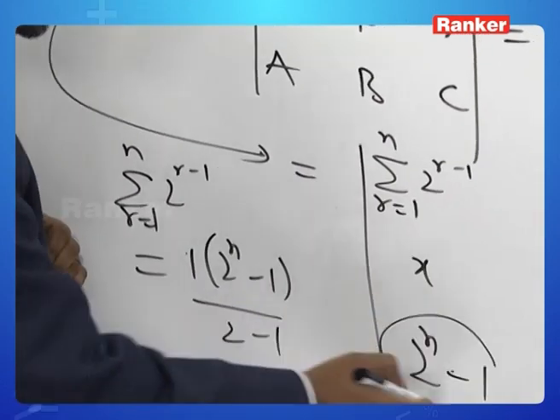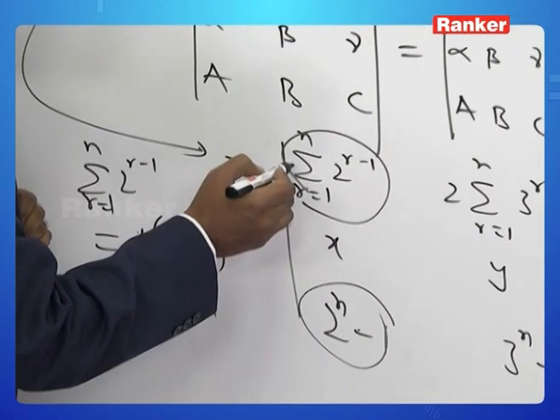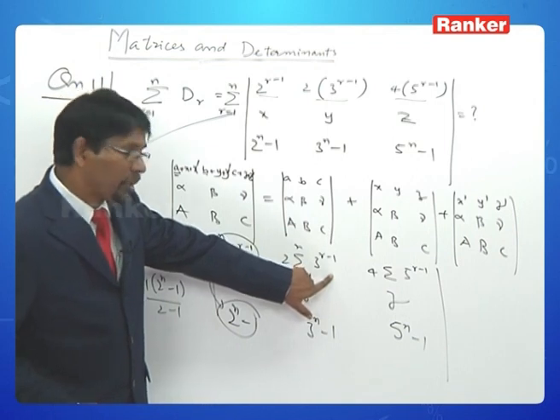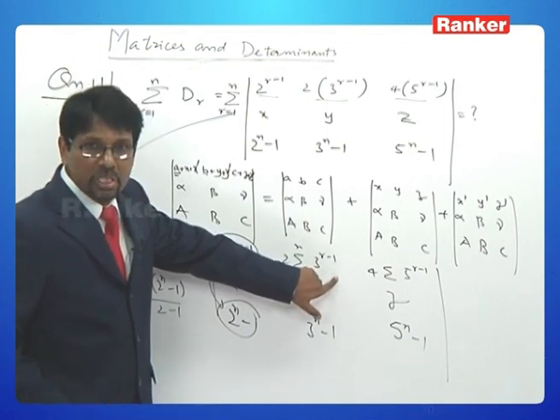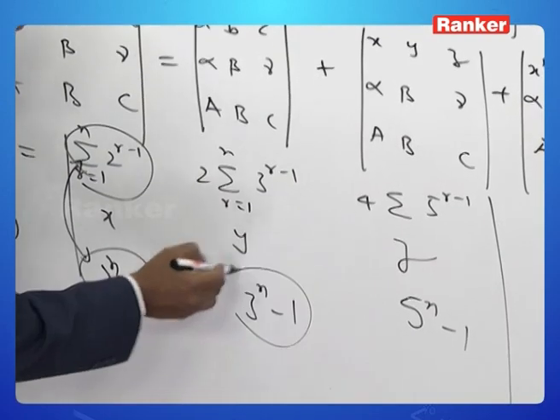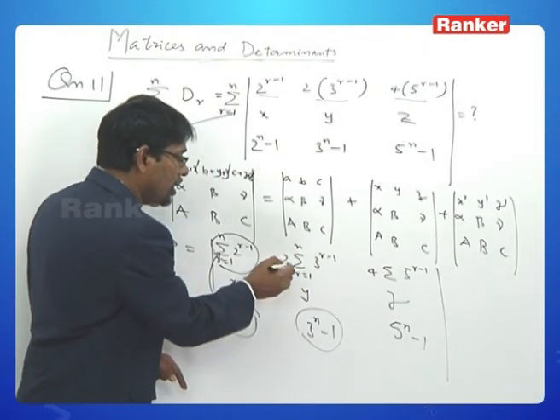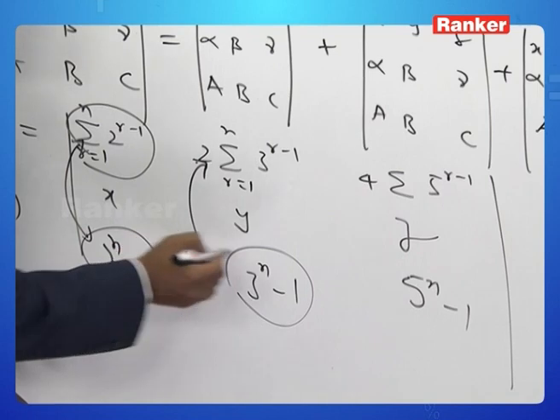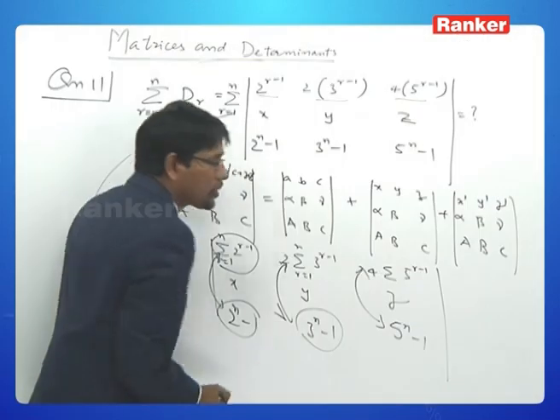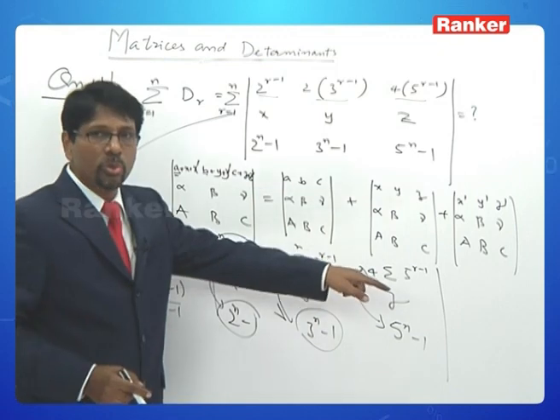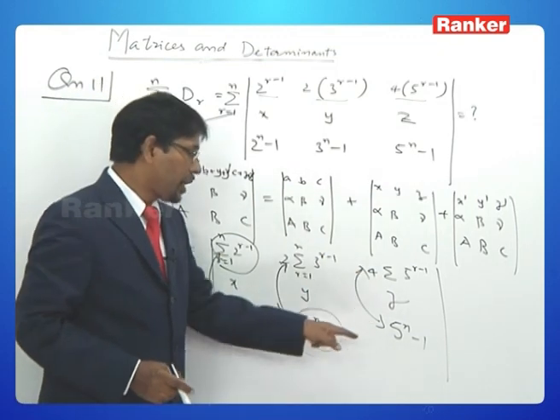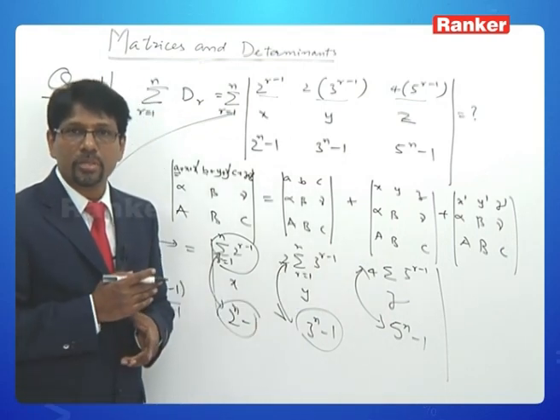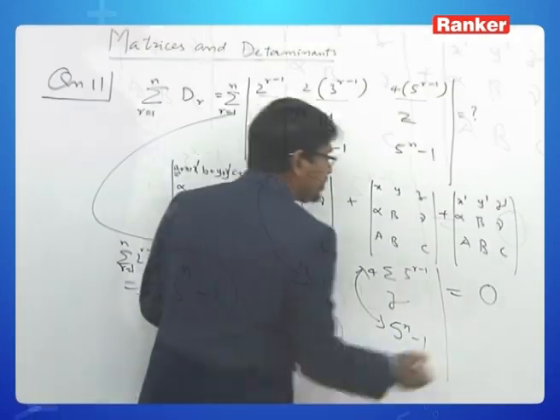So that is matching with this. This entry and this entry are the same. You will observe that sigma 3 power r minus 1, r ranging from 1 to n, again applying the sum of n terms of a GP formula, will match with this. That will be 3 power n minus 1 by 2, but you are multiplying by 2, so that makes it 3 power n minus 1. So these two match. Similarly, these two also match. So the entire first row is coinciding with the third row. When two rows are identical, we know that the determinant has to be 0. So we have the determinant to be 0.